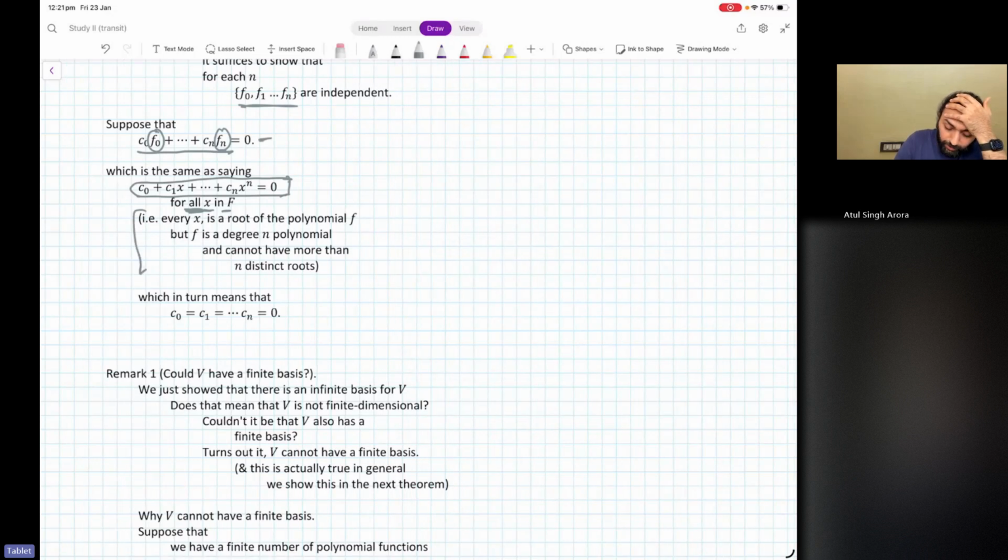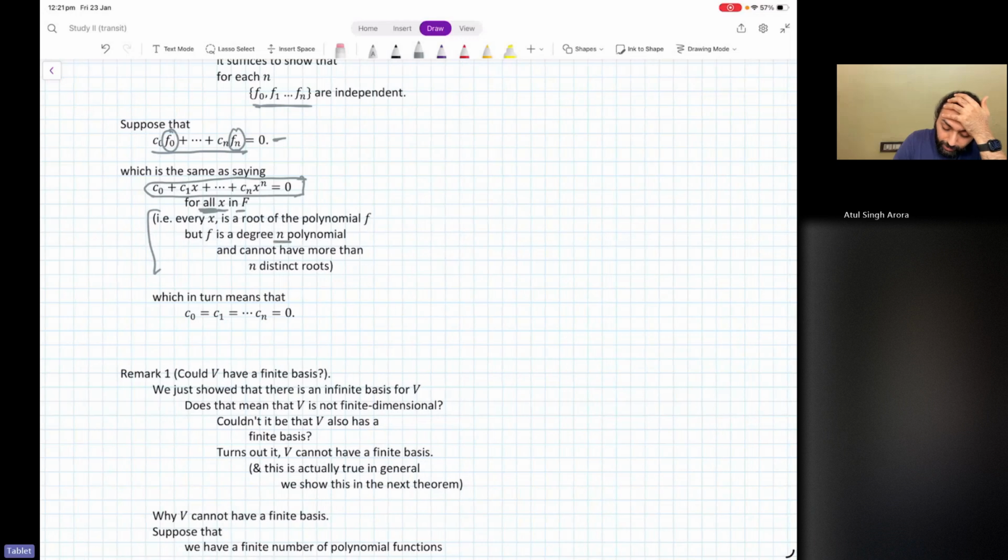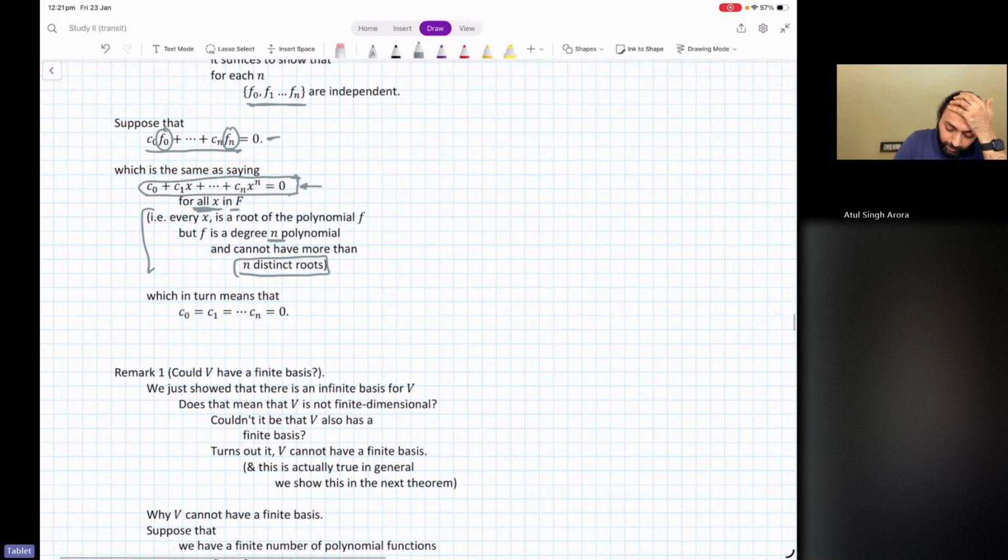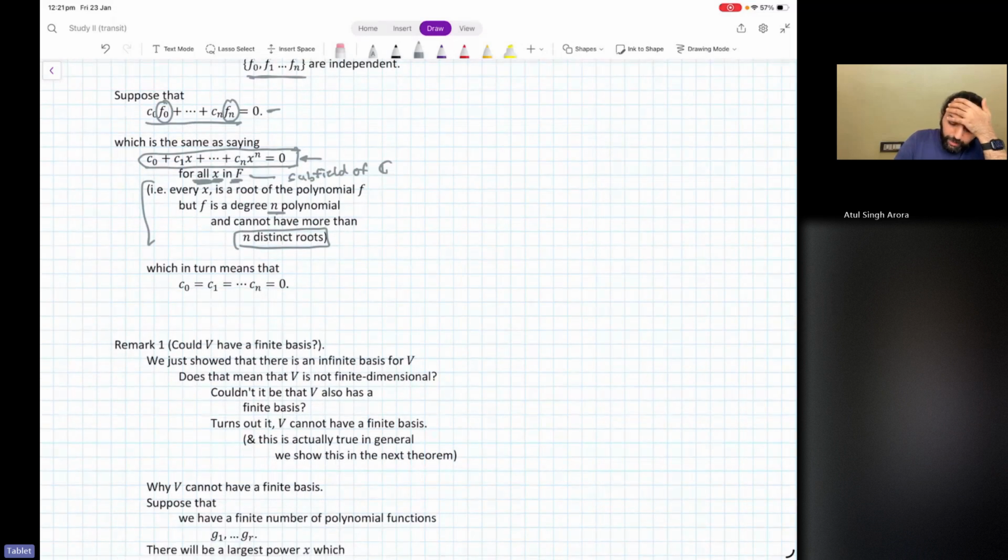But you will recall that a polynomial of degree n can have at most n distinct roots, right? And here it is being claimed that it has essentially as many roots as there are elements in the field. And this field we took to be a subfield of complex numbers, right? So this is essentially infinitely many elements. Okay. And so what that means is that the only way this can be 0 is if all the c's are 0.